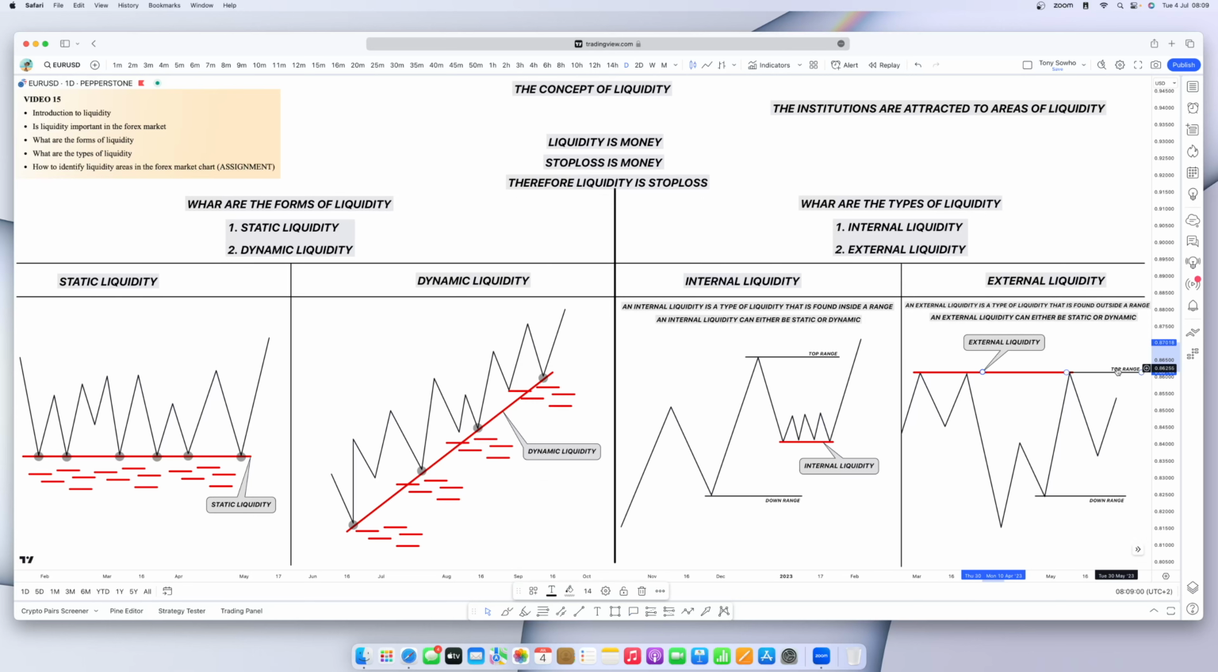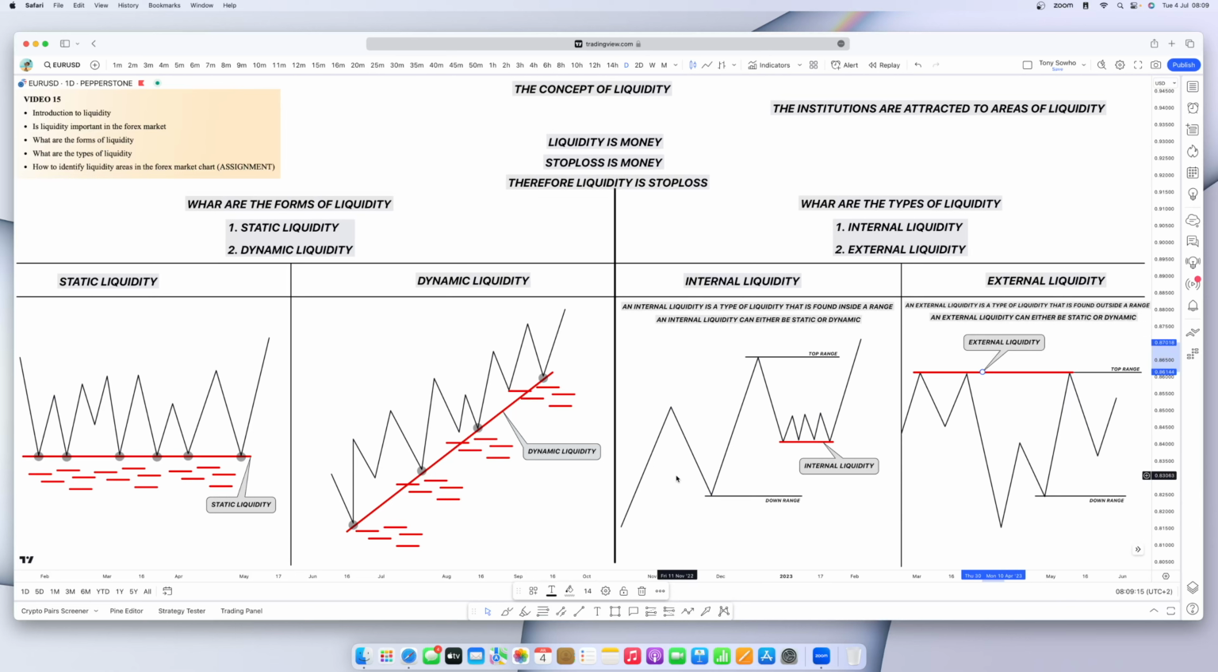You seeing it? This is outside the range. Our range is this top range and down. So this is inside the range here, but this liquidity is outside. It's outside the range now. So this is an example of an external liquidity that is static in formation.